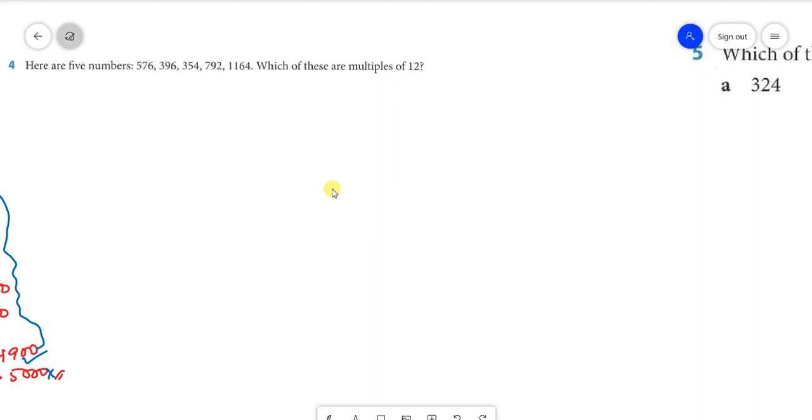Okay, here are 5 numbers: 576, 396, 354, 792, and 1164. Which of these are multiples of 12? So very easy. All we have to do is divide each of these numbers by 12. If the remainder is 0, that means these numbers are divisible by 12, hence the number is a multiple of 12. So let's start with 576.